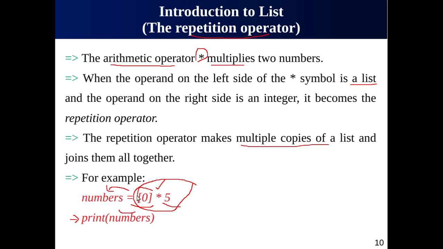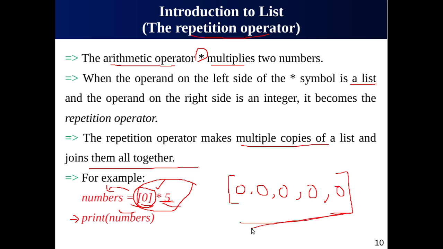So here we have a list. The element here is 0 and it is multiplied by a number. So make 5 copies of this list and put them all together. That is the basic responsibility of the repetition operator. Okay, so once you run this program, the output of this program is going to be like this: 0 0 0 0 and 0. So actually this is a list.